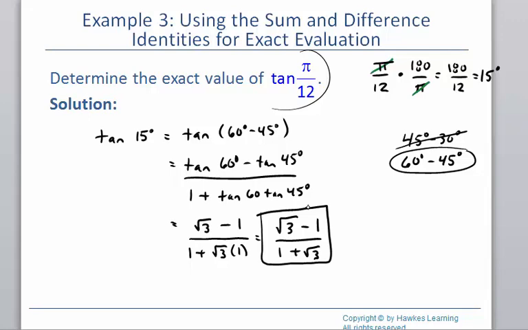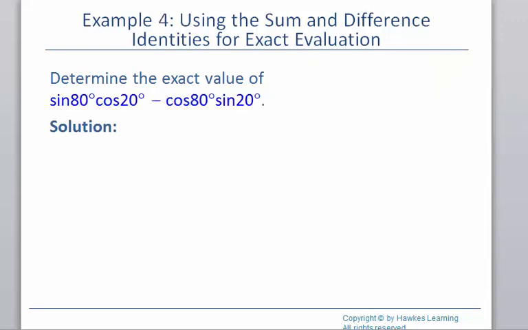Okay, so we're going to look at one other quick example before we end this part of the chapter. We're going to be asked to find the exact value of, and at first glance, this problem looks more difficult. We're asked to find the exact value of sine 80 times cosine 20 minus cosine 80 times sine 20. However, if you recognize that as part of one of your formulas, it becomes not such a difficult problem to work. So I want us to look at this in reference to our formulas.